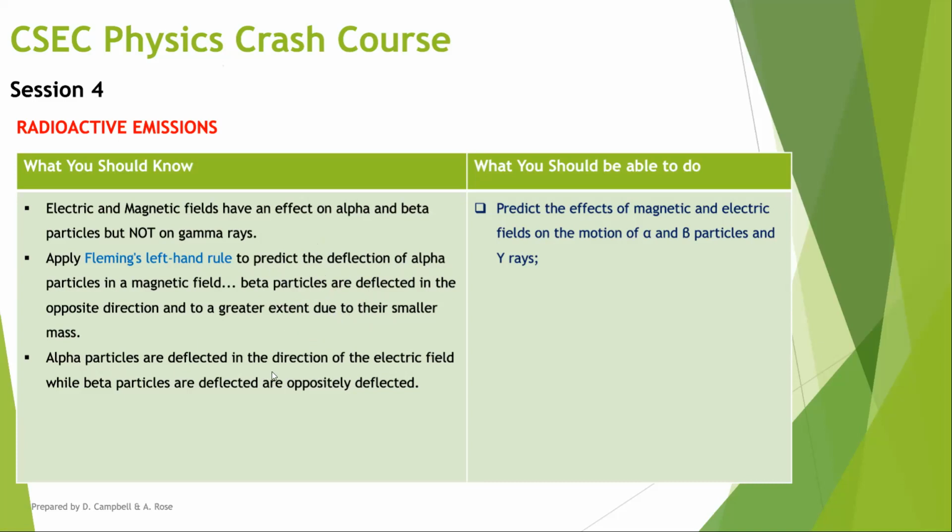Alpha particles are deflected in the direction of the electric field. Remember, the electric field direction is defined as the direction of the force on a positive charge if it is placed in the field. And alpha particles are positively charged, so they will be deflected in the same direction as the electric field, while beta particles are negatively charged, so they will be deflected in the opposite direction. Again, gamma rays are not troubled by the electric field.